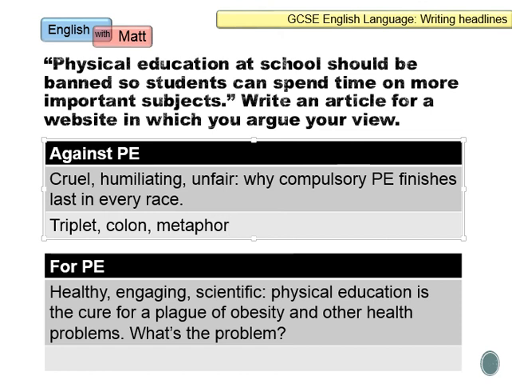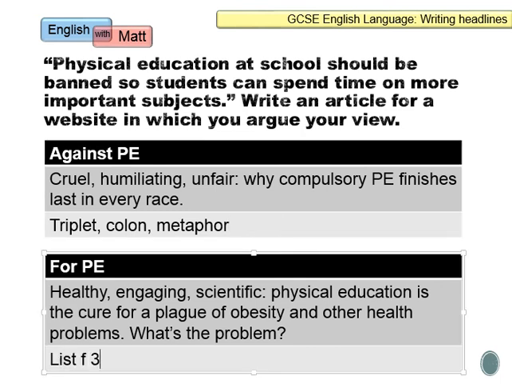On the other hand, if you're going to disagree with the statement, and you're going to say actually there's a case for PE at school, you might have a headline like this: healthy, engaging, scientific, physical education is the cure for a plague of obesity and other health problems. What's the problem? So again, here we have a list of 3, a triplet. We have a colon. We have a metaphor in which the obesity is being likened to a plague. And we also finish with a rhetorical question. So again, not only does the headline sum up their view, but it also shows their skill as a writer.